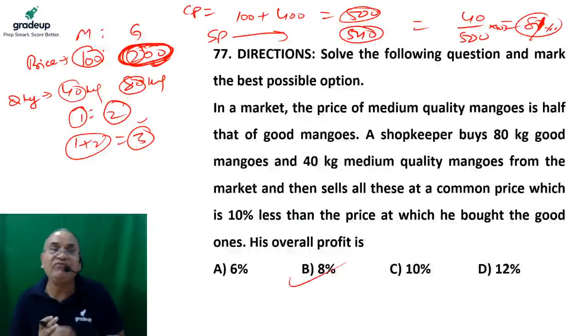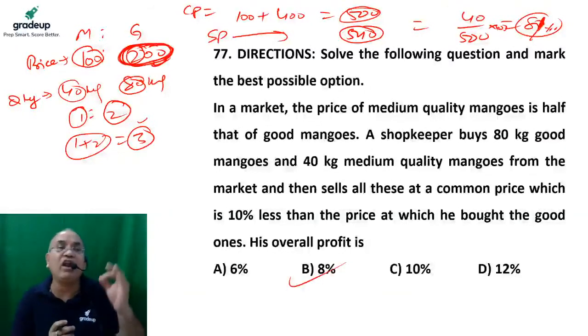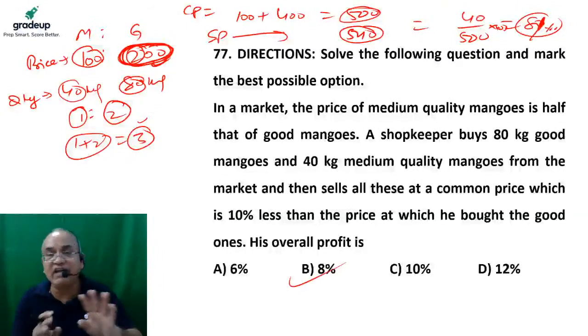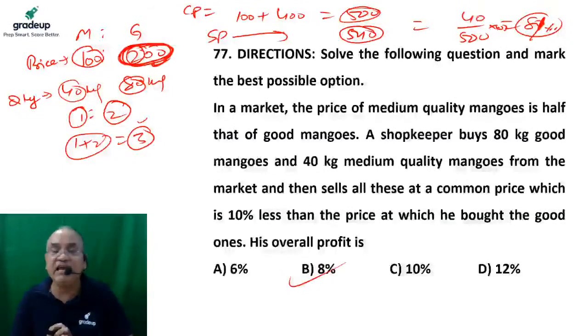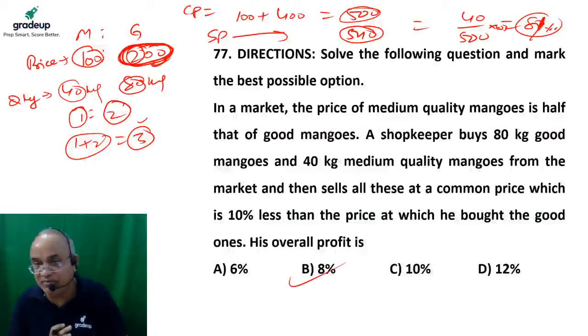If I multiply 80 by 200 or I multiply 40 kg by 100, the answer remains the same. There is no change in the answers. But the only thing is I have to write more, so I have to invest more time. So to curtail the time, I have taken only the ratio.